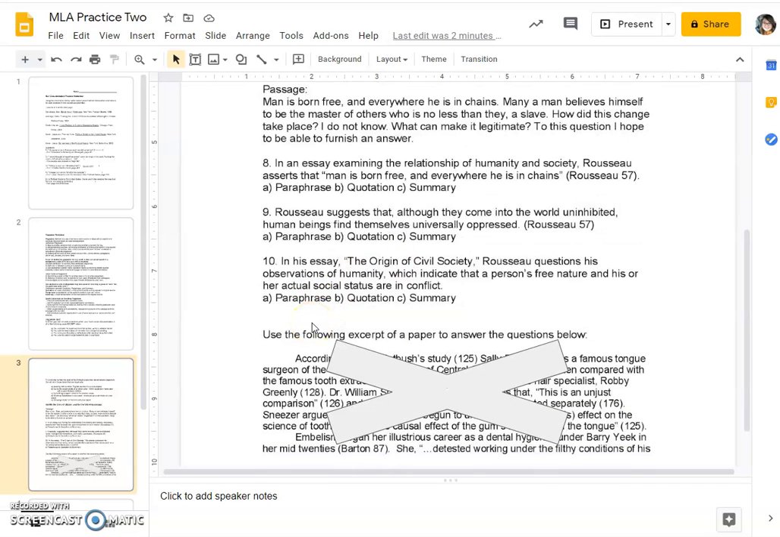Alright, number 10. In his essay, The Origin of Society, Rousseau questions his observations of humanity, which indicate that a person's free nature and his or her actual social status are in conflict. Is this paraphrasing, quotation, or summary? Go ahead and pause the video if you need to. Your answer is C, it's a summary.